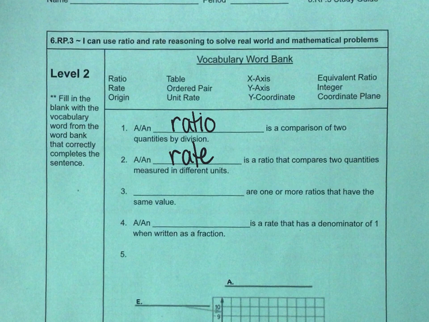Number 3, blank are one or more ratios that have the same value. The word same is your clue right there. Remember, same means equal. So this is equivalent ratios. Okay. Number 4, a blank is a rate that has a denominator of 1 when written as a fraction. That is a unit rate.